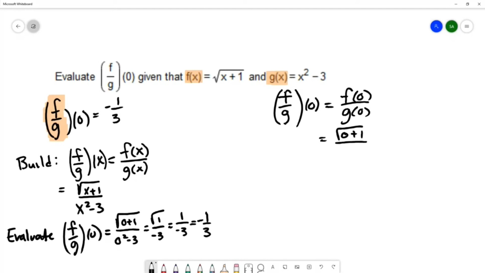That means to substitute a 0 into the function called g. That's 0 squared minus 3, and we're going to divide those two. That's why I've put them into the fraction. So we have square root of 1 in the numerator, and in the denominator negative 3. Square root of 1 is 1. 1 over negative 3 is negative 1/3. So you can see either way we've gotten the same answer.